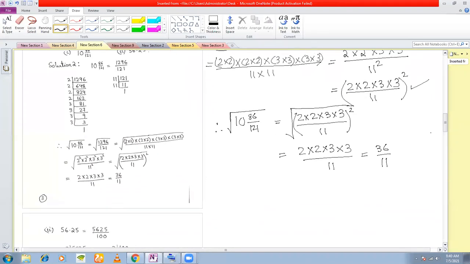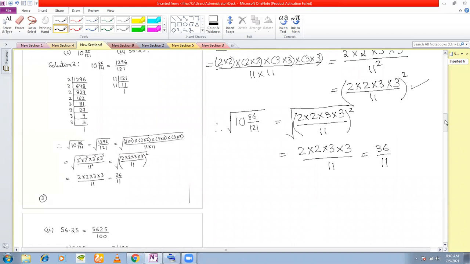Right? So therefore, the square root of this is 36 by 11. Tell me, sir, you have done 2 into 2, 2 into 2, 3 into 3, 3 into 3 whole square. Sir, I have done 2 into 2, 2 into 2, 3 into 3, 3 into 3 square root. Then sir, I take out 2 into 2 into 3 into 3.